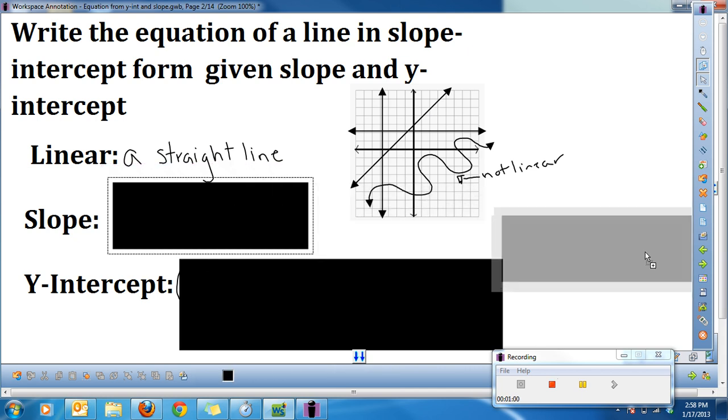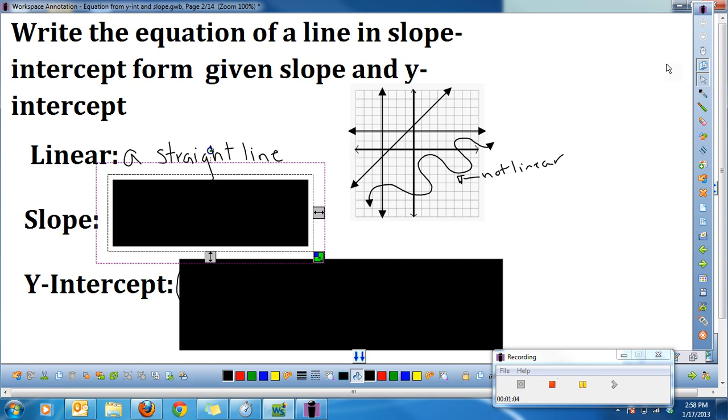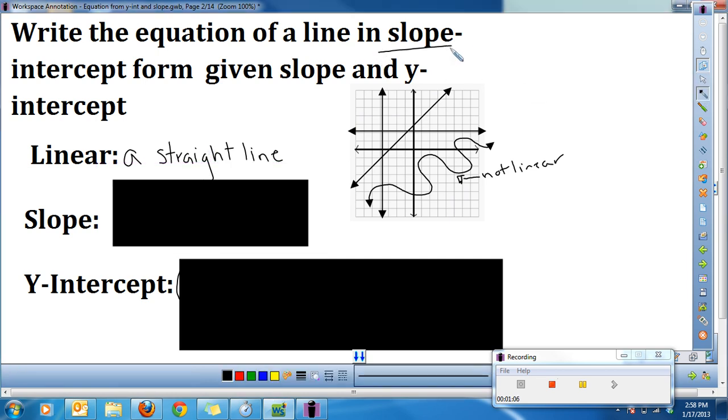We're going to talk in a second about slope-intercept form. Slope-intercept form comprises two things. It comprises the slope, which you should already know, and the y-intercept.